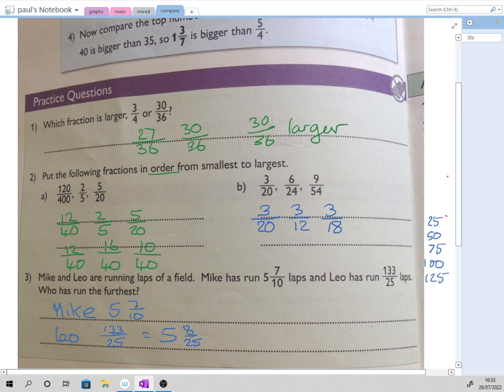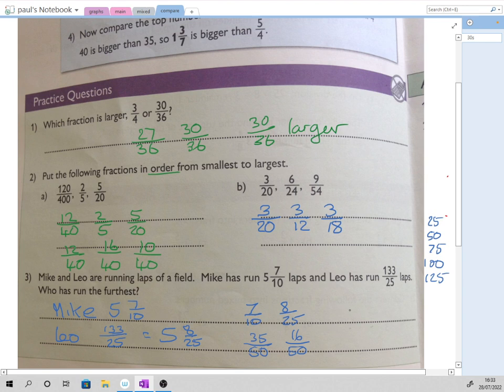So we need to compare the fraction because they've done 5 laps and a bit. So 7/10 and 8 over 25. Now I can multiply these up to be 50, by doubling this one and multiplying this one by 5. So this will be over 50, and 5 7s are 35. So this is for Mike, and this will be 50, and double that, 16/50.